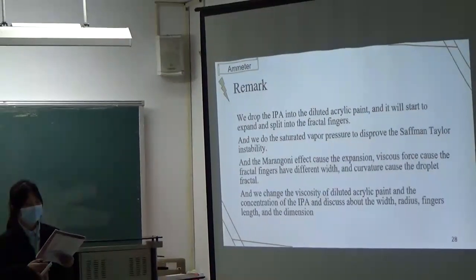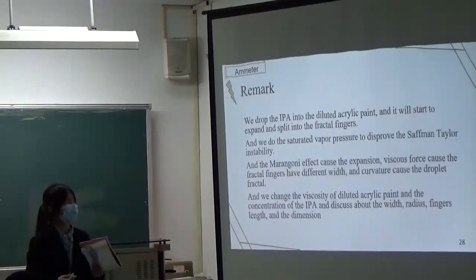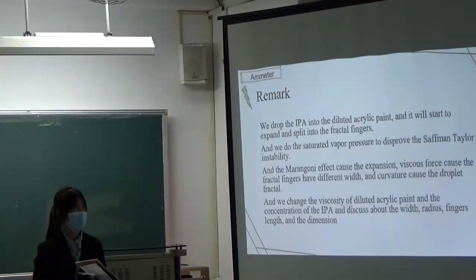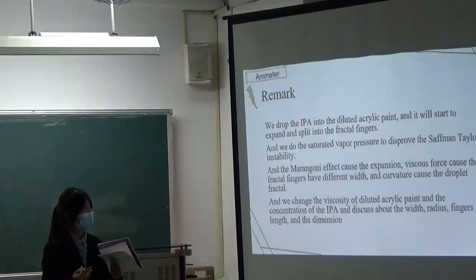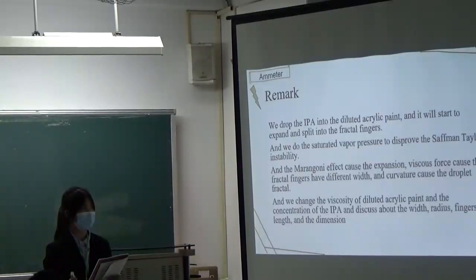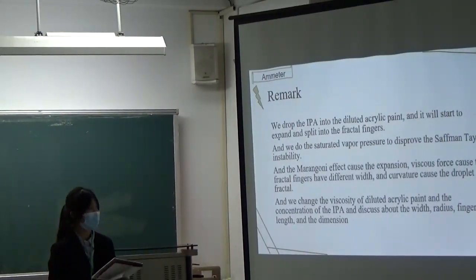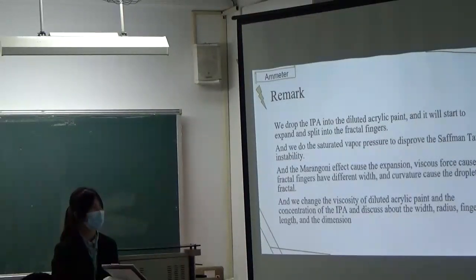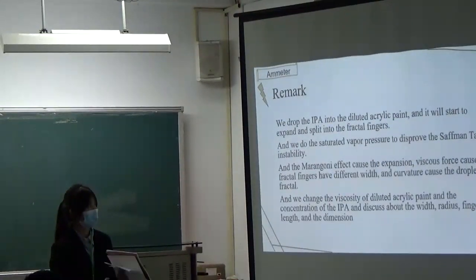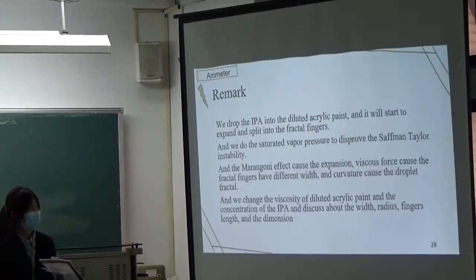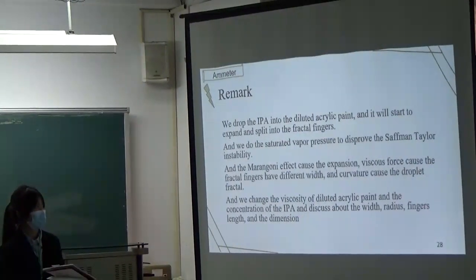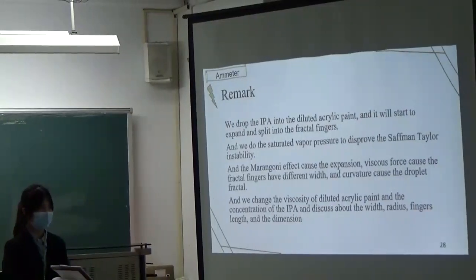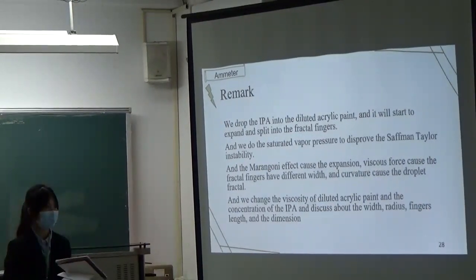In the experiment, we drop the IPA into the diluted acrylic paint, and it will start to expand and split into fractal fingers. We use the saturated vapor pressure to gauge the segmental instability, and the Marangoni effect causes the expansion, viscous force causes the fractal fingers to have different widths, and the curvature causes the droplet fractal. And we change the viscosity of diluted acrylic paint and the concentration of the IPA, and discuss the width, radius, finger length and the dimension.